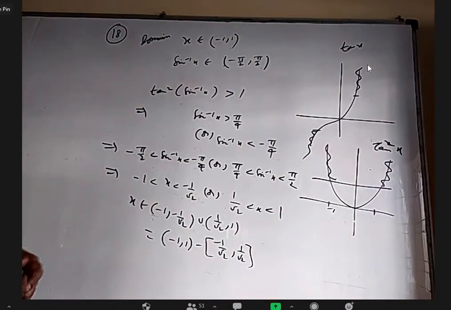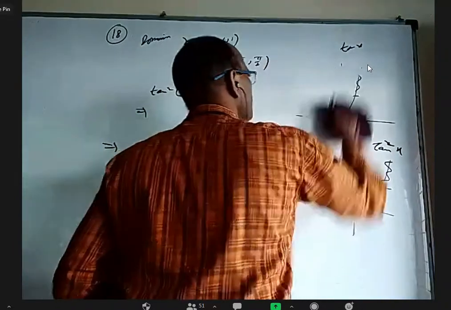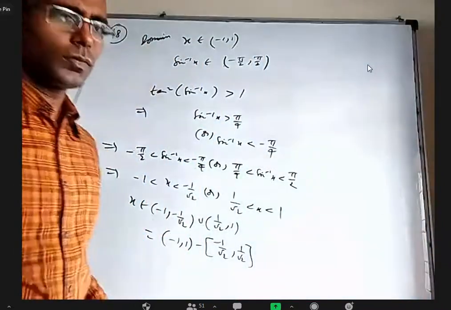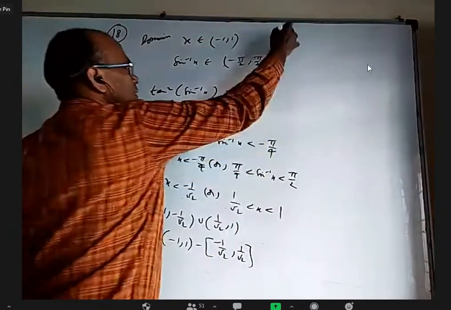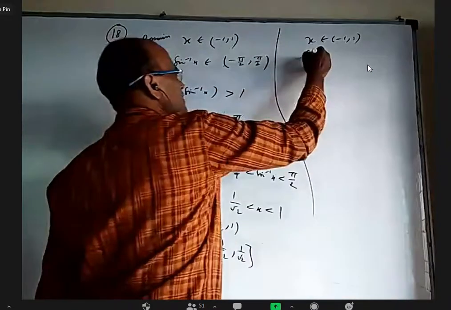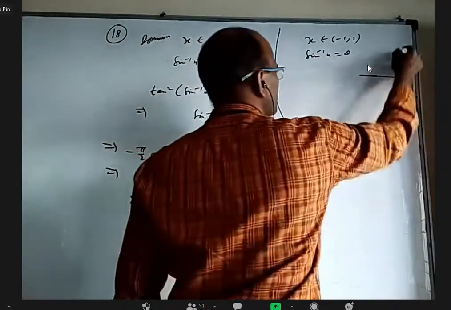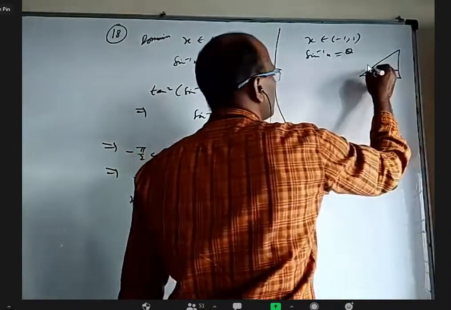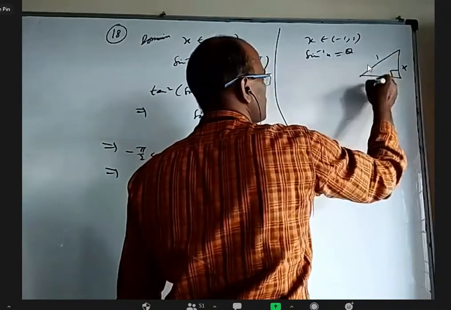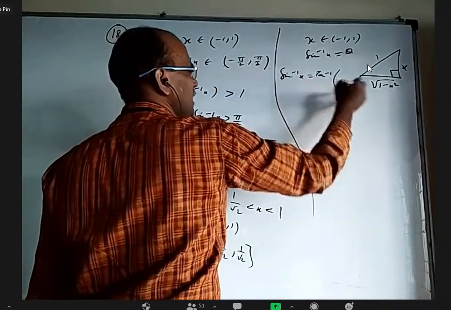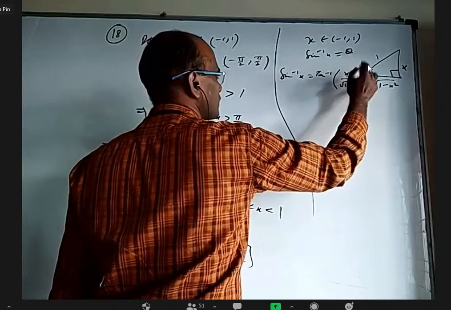Of course, there is another way to do this. It is possible to find tan of sin inverse x easily. Once again, the domain you have to understand, no doubt. After that, x belongs to minus 1 to 1. But if you take sin inverse x as theta, x will be sin theta. And because square is there, I don't have to worry about plus or minus. Even then, this is x, this is 1, this is root 1 minus x square. So it is easy to write tan of sin inverse x is the same as x by root 1 minus x square.